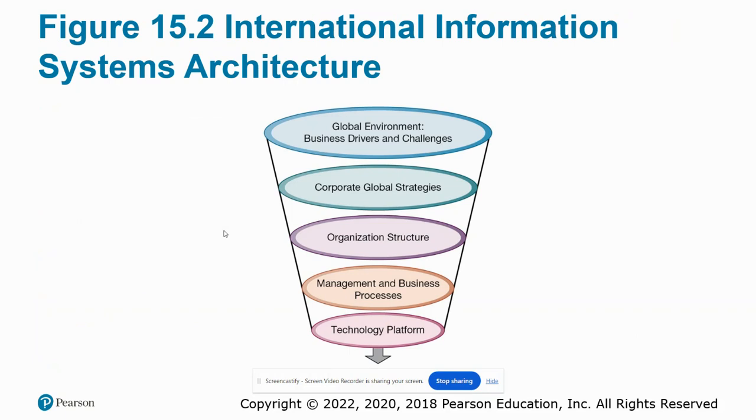The major dimensions for developing an international information systems architecture are the global environment, the corporate global strategies, the structure of the organization, the management and business processes, and the technology platform. This graphic illustrates the strategy for developing an international system.